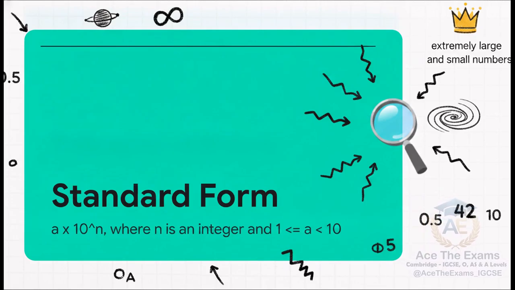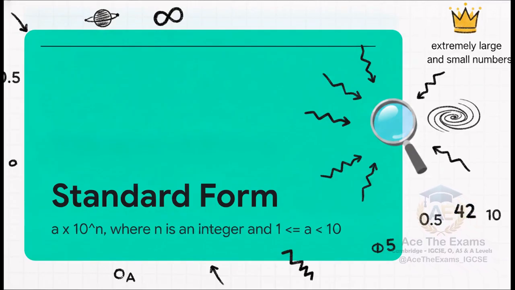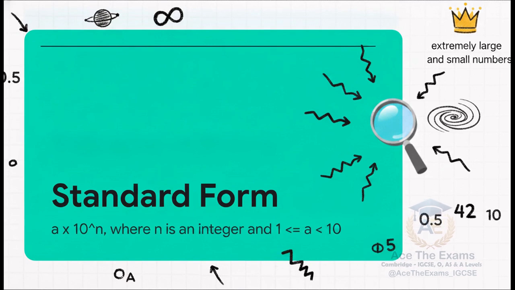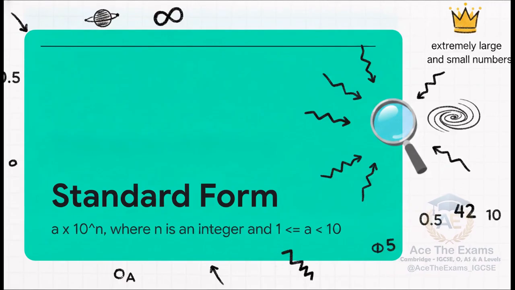For any number to truly be in standard form, it must precisely follow this structure: a times 10 to the power of n. Here is the critical part, the ultimate golden rule. N must be an integer, meaning a whole number, positive or negative, and a, absolutely non-negotiably, must be a number between 1 and 10. Let me be super specific here. It can be equal to 1, but it must be strictly less than 10. It cannot be 10, it cannot be 0.5, it cannot be 42. Remembering this simple, strict boundary prevents literally the most common errors I see students make on Cambridge exam papers year after year.